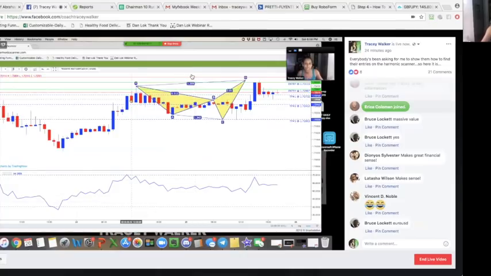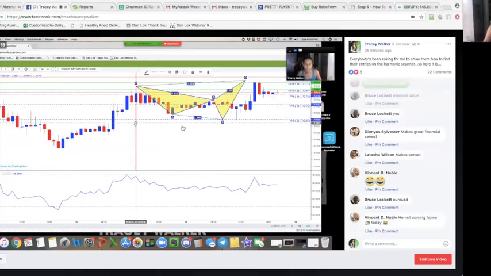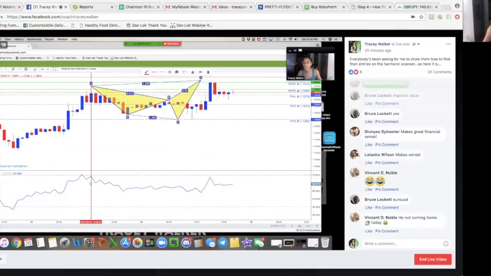So here we go. We can see very clearly X to D is going up, right? So what do we want to do? We want to come down here to our RSI line, and we want to see where our X point is in the RSI, right? We can see it there. And we want to see where our D point is in the RSI.